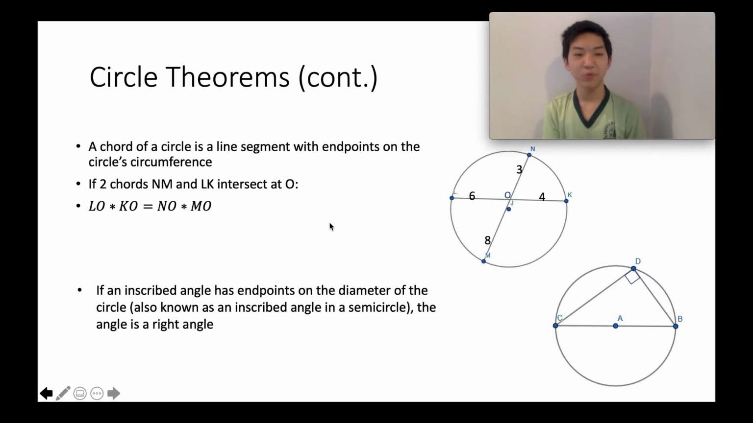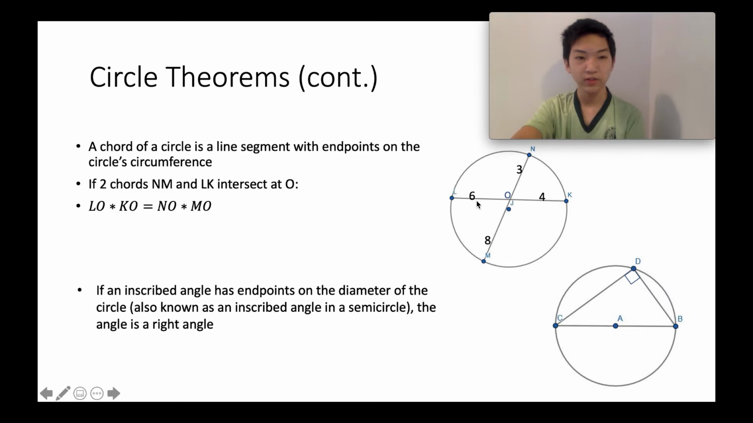So now we have more circle theorems, and there's a lot of these. So now we'll go over chords. A chord of a circle is a line segment with endpoints on the circle's circumference. So you can see here that an example of a chord would be MN, two endpoints on the circle's circumference. There's also LK, same thing.